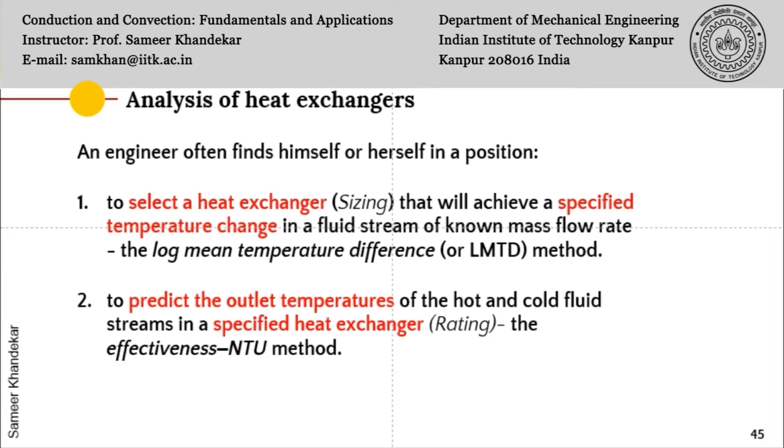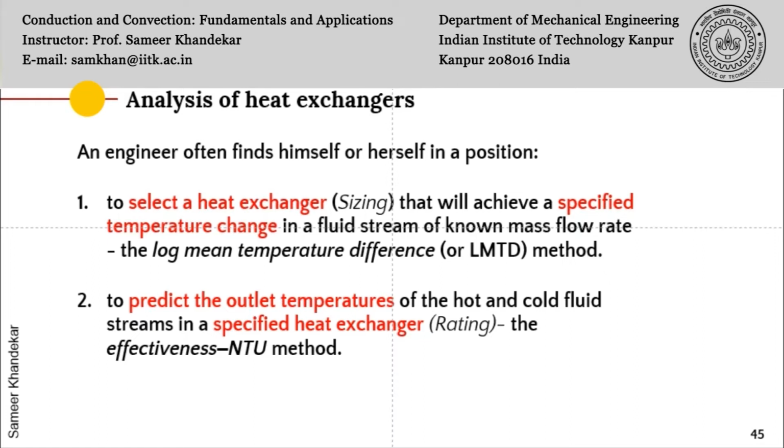As an engineer, you often find yourself in a position where you need to select a heat exchanger that will achieve a specified temperature change in a fluid stream of known mass flow rate. That means the fluids are known. Suppose, for example, industrial hot water is available, and some stream of water in a river or a pond is available. Air in the atmosphere is available, and you need to cool down a certain hot water which is coming from some plant. So this is where you will do the sizing problem.